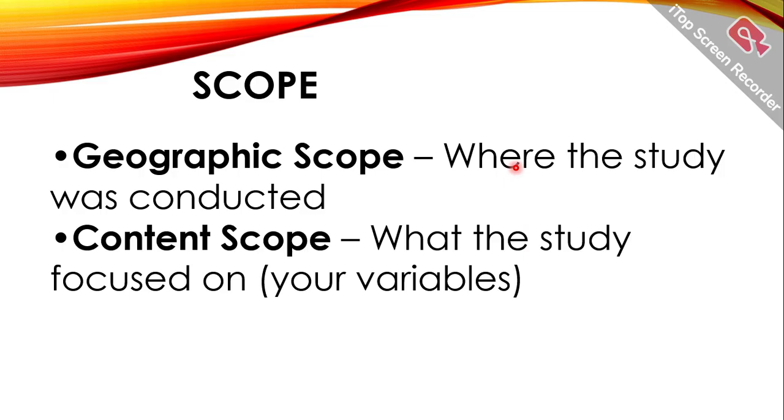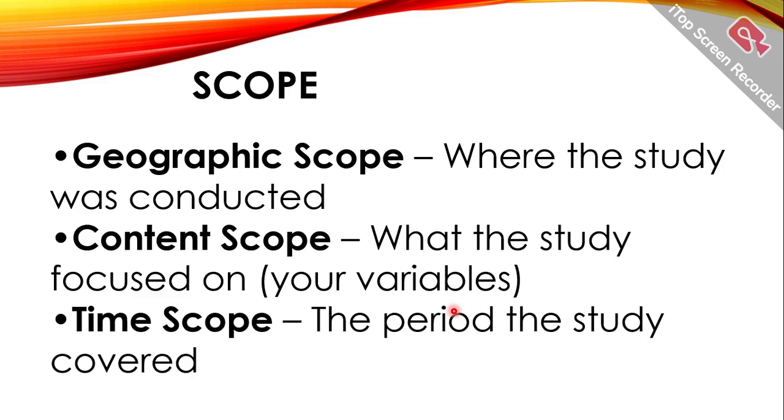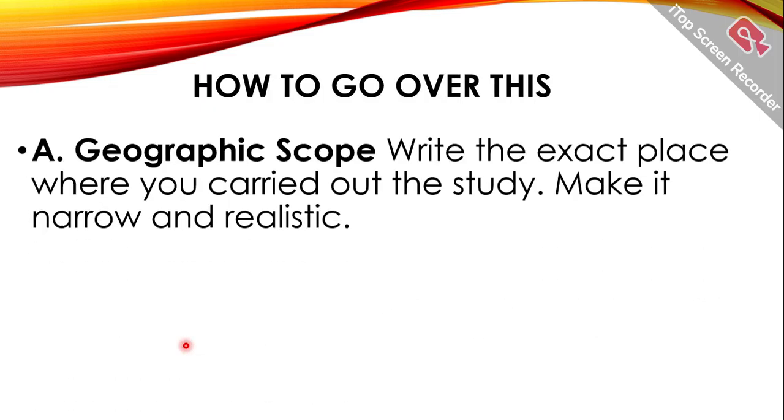Then content scope, it shows what the study focused on and your variables. That is the content scope. What was the study all about? And what did you study? And then we have the time scope, which is the period the study has covered. It will also be indicated because if I go for research, I'll go deeper into that.